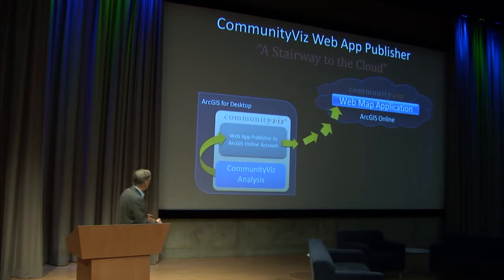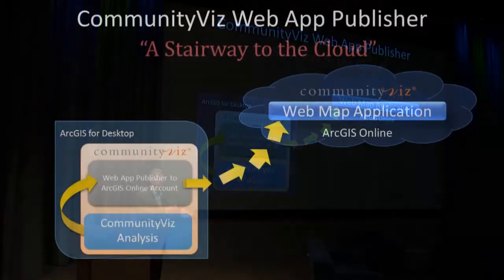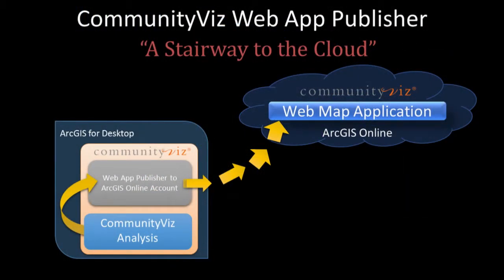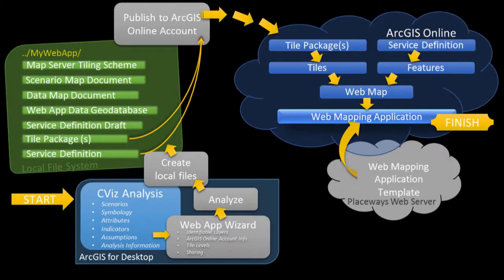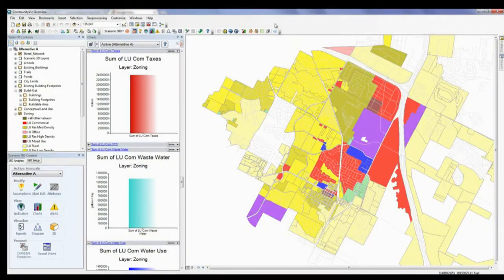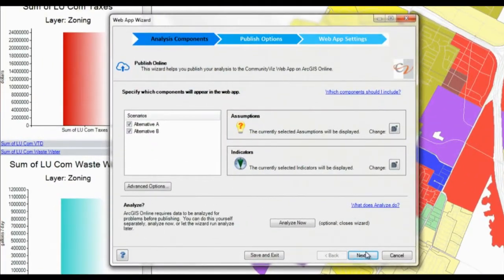It's copy my CommunityViz analysis up to the web. Copy, paste, easy, right? Should be easy, it's not. Behind the scenes, this thing runs something like 16 different processes. We're building on top of Esri's whole platform. They have some great tools. But we wrap it all up and put it behind the scenes, and the user's experience turns out to be very simple. There's that same analysis they were working on.